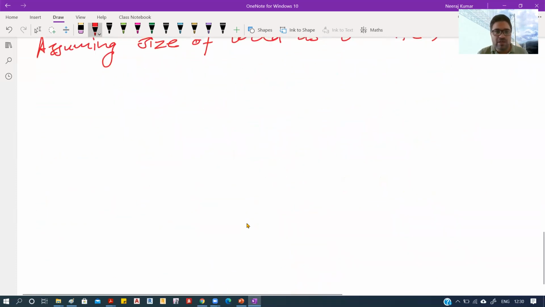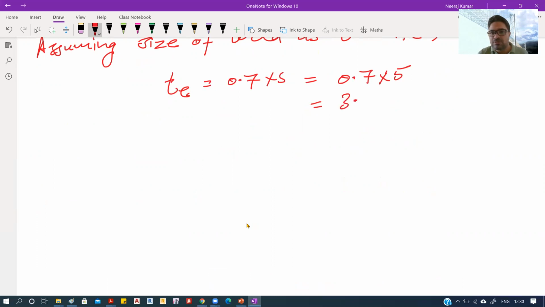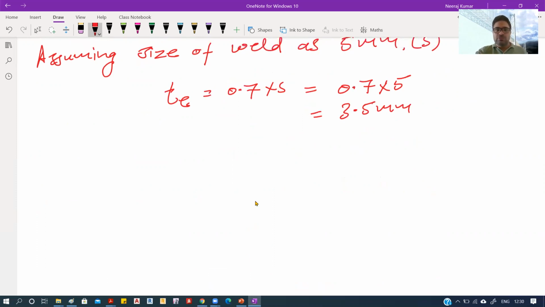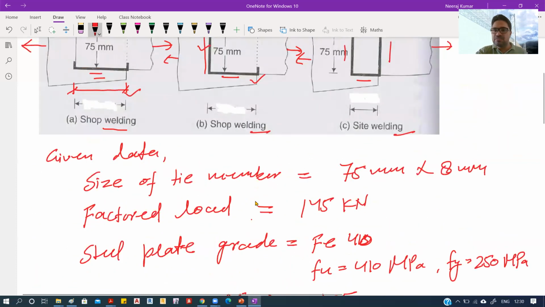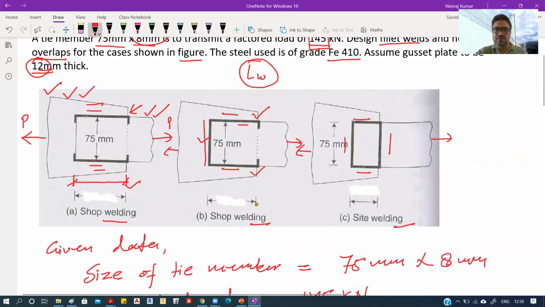So now we can find out TE as 0.7 times S, which is 0.7 times 5. So this becomes 3.5 mm. So this is the throat thickness. So till now we have found the basic values. Now we will take the cases one by one. So first we will take case A.